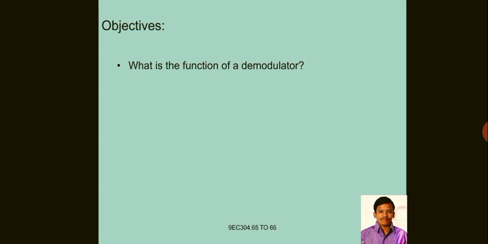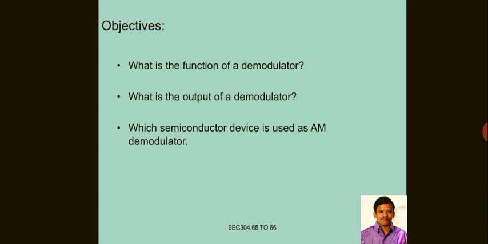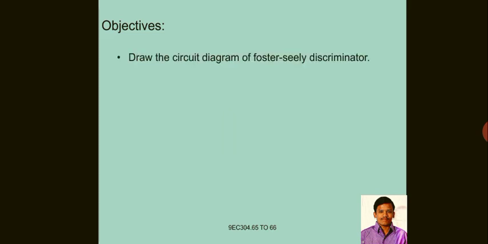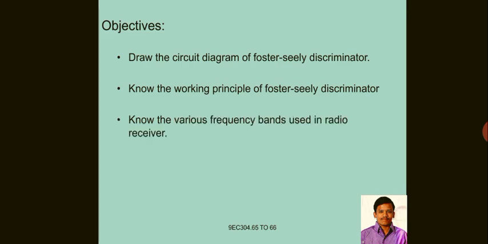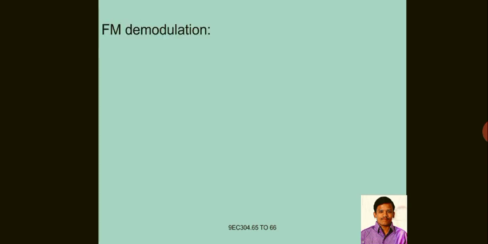Then we will see what is the function of a demodulator, what is the output of a demodulator. Then we will see the circuit diagram of the Foster-Seeley discriminator, the working principle of the Foster-Seeley discriminator, and the various frequency bands used in the radio receiver. These topics we will cover now. First we will see FM demodulation.